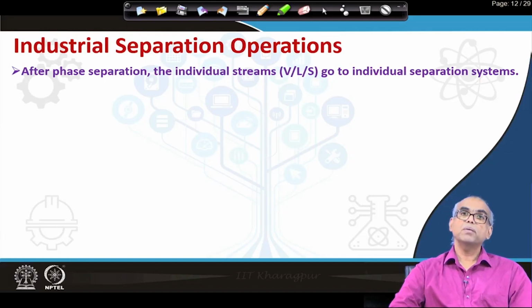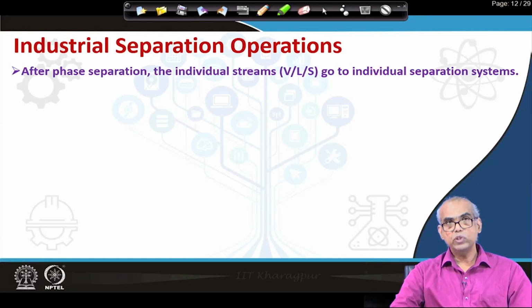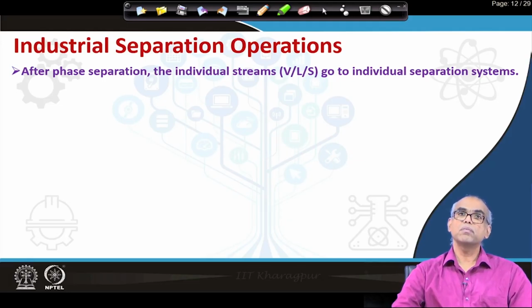After the phase separation has been done, the individual streams will go to individual separation systems. So, that is what we have seen in the previous flow sheet, that after phase separation the vapor stream went to vapor recovery system, liquid stream went to liquid separation system and solid stream went to solid separation system. So, the individual streams from the phase separations go to individual separation systems.